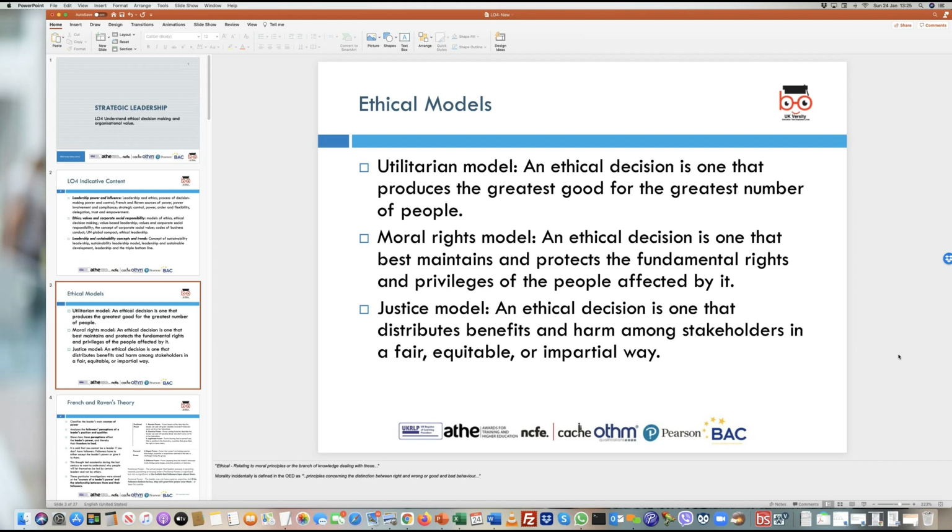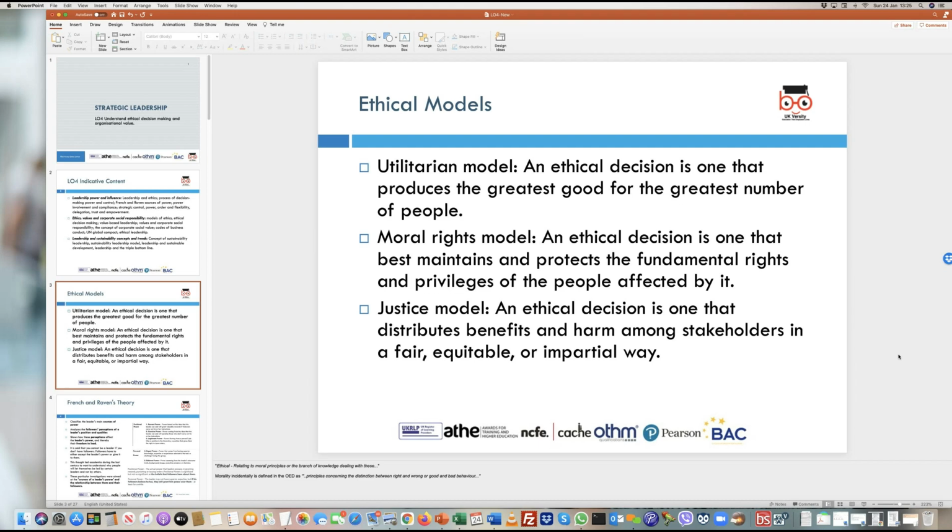And when we look at morality, what we mean is that we are looking at certain principles which clearly distinguish between right and wrong, good and bad behavior. So moral would be, would you behave correctly or would you behave incorrectly? Would you do something good or would you do something bad? And that is where the decisions, when we look at the moral rights model, are towards protecting the fundamental rights and privileges of people, staff, and employees within the organization.